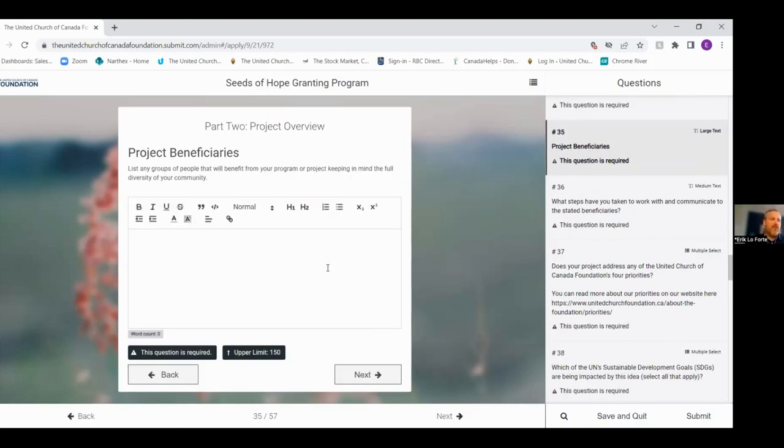Project beneficiaries. So this is simply who's benefiting from the project. Keep in mind the full diversity of your community, and it's probably not just one group of people. It can be a wide variety. It could be very localized, but it could be much more regionally based. So you could say in our direct community, we feel children and youth will benefit from this, but we also feel that the geographic area will benefit from this because they'll see us as an example of inclusion. So again, who's benefiting from this project?